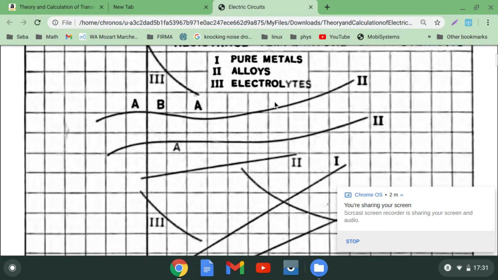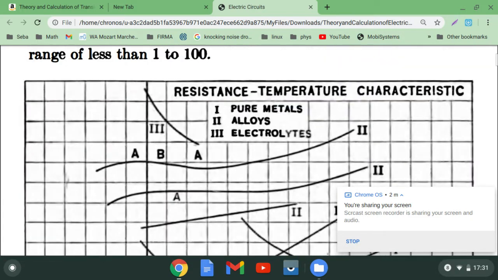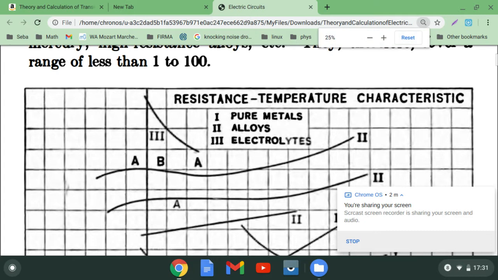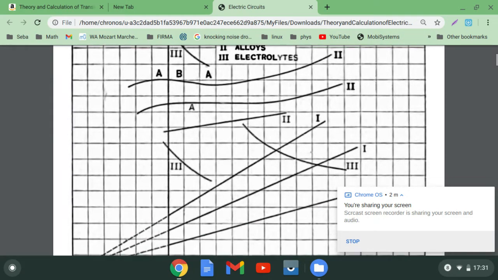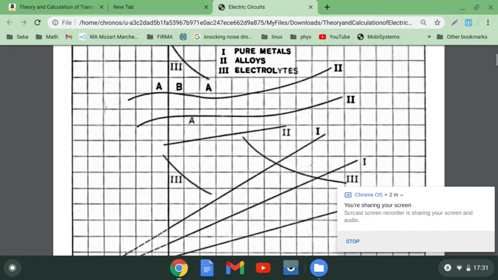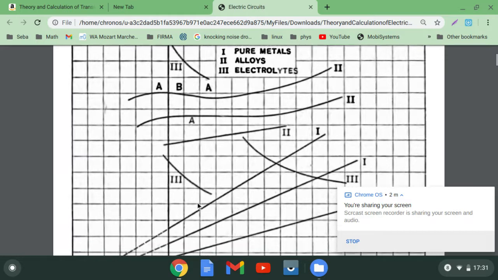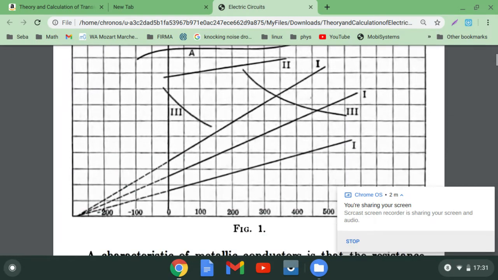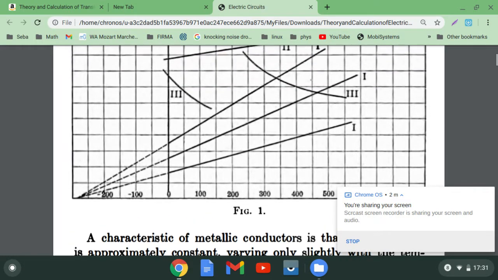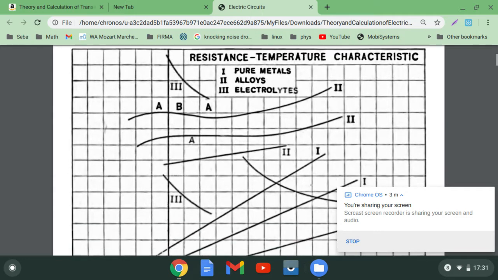Resistance temperature characteristic, figure 1. Pure metals, number 1. Alloys. Resistance to temperature characteristic.